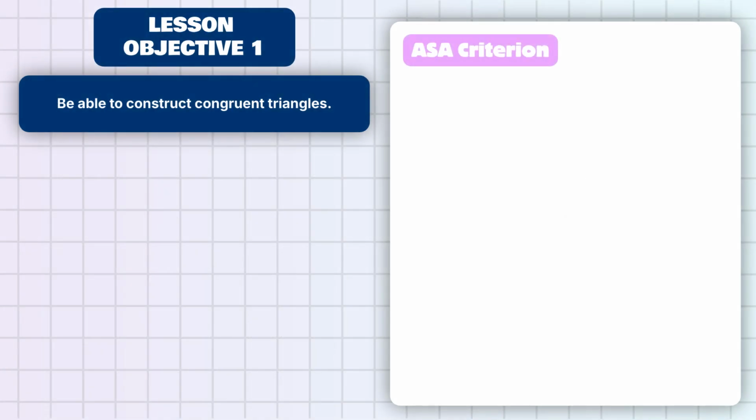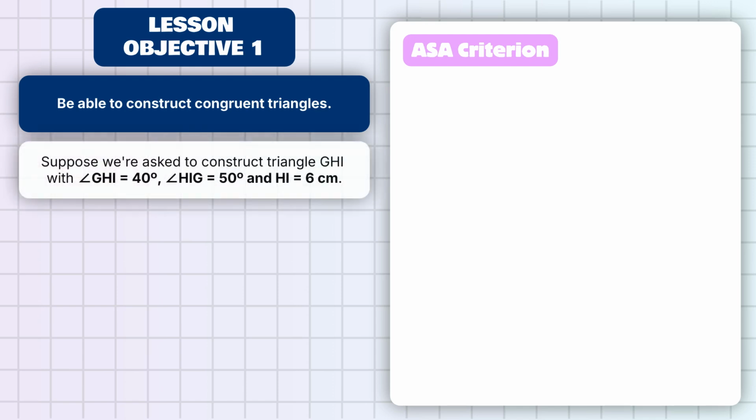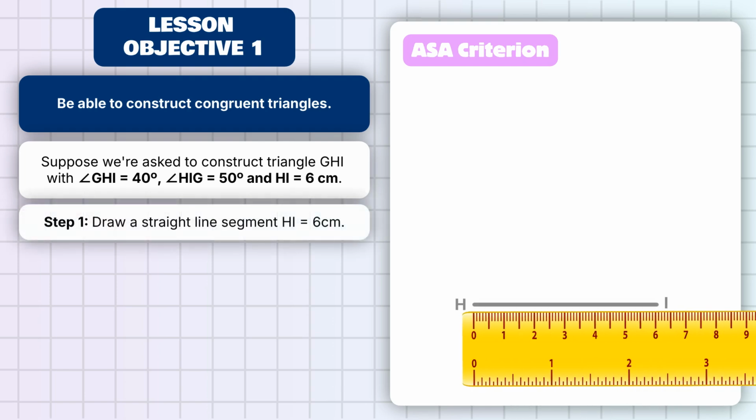Let's now move on to the final construction for today's lesson. Imagine we're asked to construct triangle GHI with angle GHI equals 40 degrees, angle HIG equals 50 degrees, and HI equals 6 centimeters. Step 1 is to draw a straight line segment HI equals 6 centimeters.